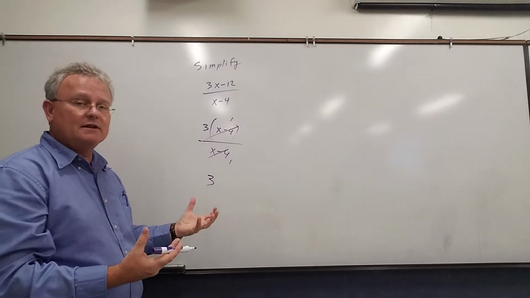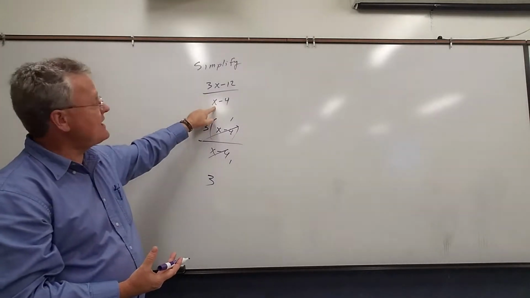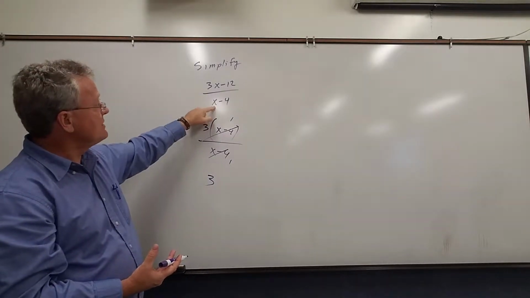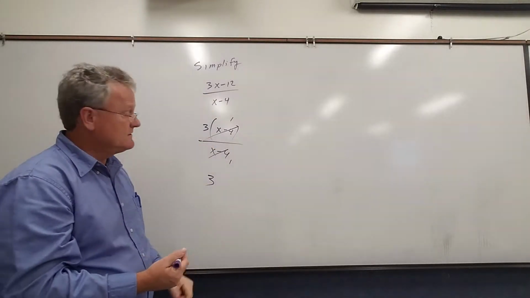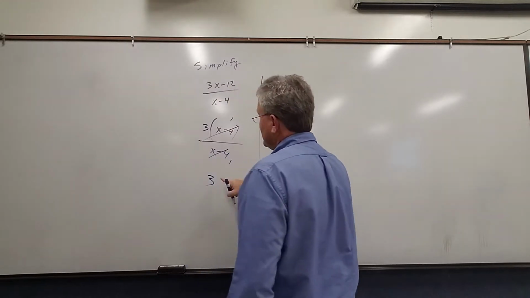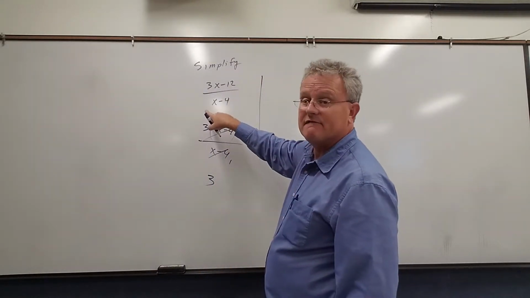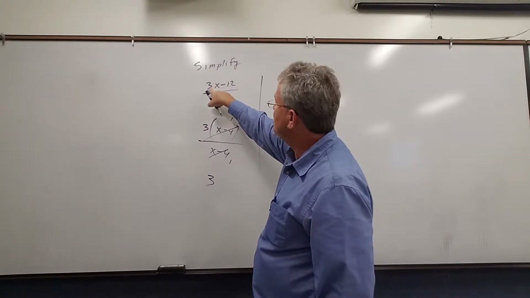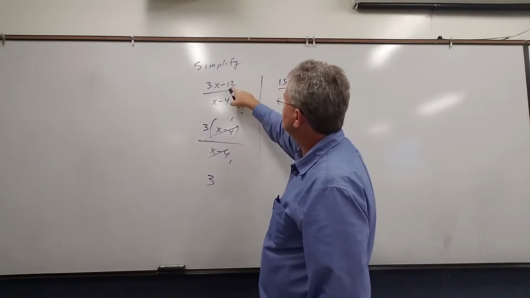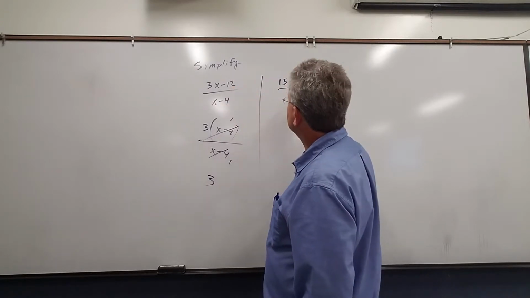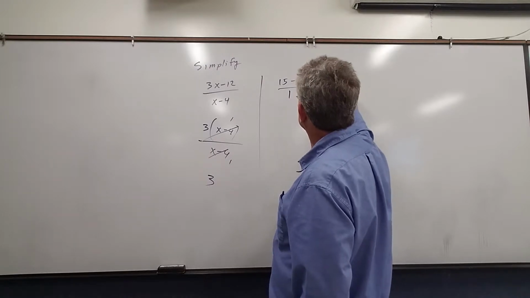Now, what does that mean? Well, notice if I pick any x value other than 4, I can't pick 4 because if I plug in 4, we get division by 0, and that's not defined. So if I plug in any number besides 4, for example, let's say x is 5. When I plug in 5, we get 3 times 5 is 15 minus 12, over 5 minus 4 is 1. We get 3 over 1, which is 3.